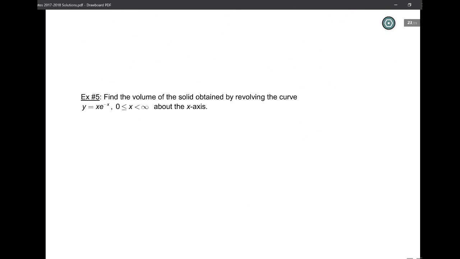Find the volume of the solid obtained by revolving the curve y equals x e to the negative x from 0 to infinity about the x-axis. So when we have this curve, we think this is our radius. So our volume is going to be pi, and then the integral from 0 to infinity of x e to the negative x squared dx.